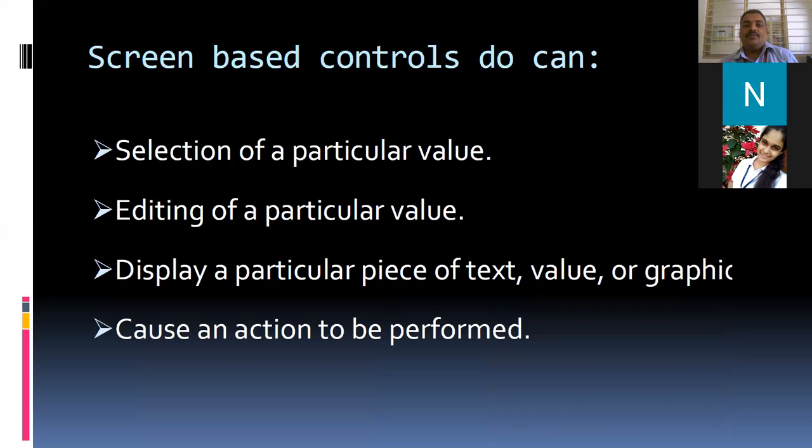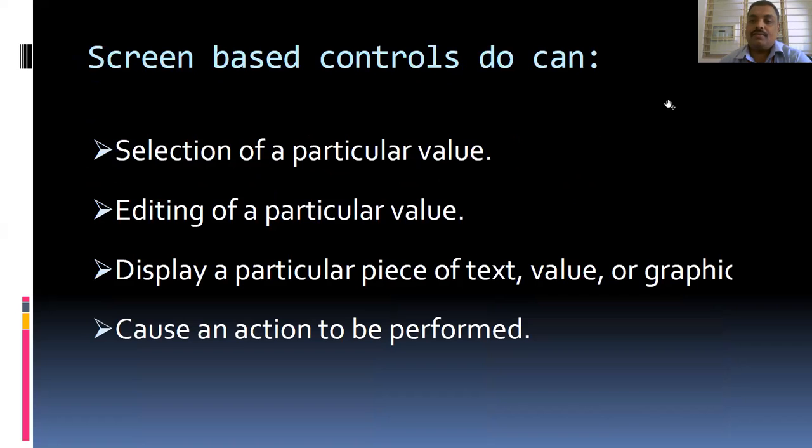Come to the second slide. What can the screen-based controls do? The first one is selection of a particular value, editing of a particular value, displaying a particular piece of text or value, or any particular thing. Next, causing an action to be performed. So these are all the things screen-based controls can do. For any data it requires, it can ask the user for collecting the data, editing any particular value. All these things come under the screen-based control.